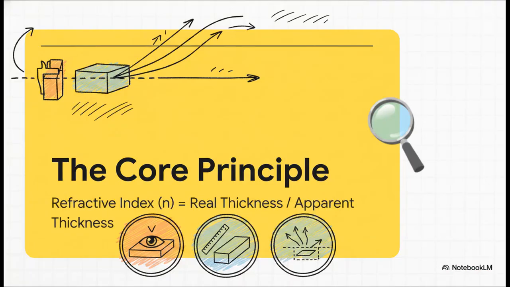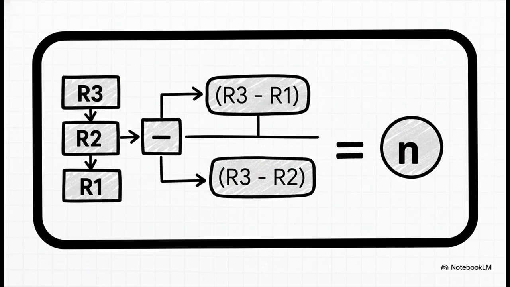Just to remind ourselves of the core idea, right? The refractive index N is just the real thickness divided by the apparent thickness. And believe it or not, our 3 little readings contain all the information we need to find both of those values. So, this is how we do it. This is the practical formula. N equals R3 minus R1 divided by R3 minus R2. Now, I know it looks like a bit of math, but let's break down exactly what those 2 parts of the fraction actually are. It's really clever.